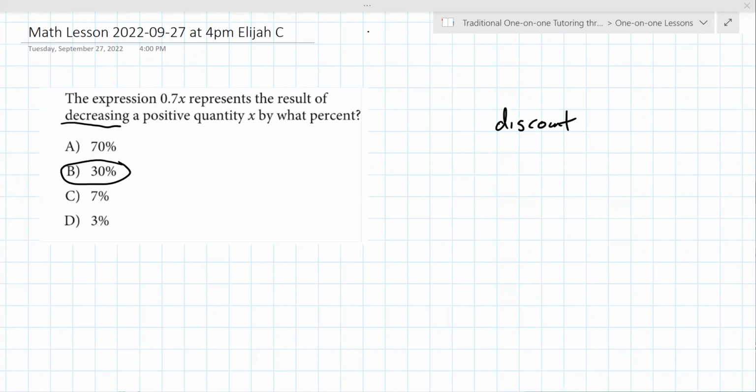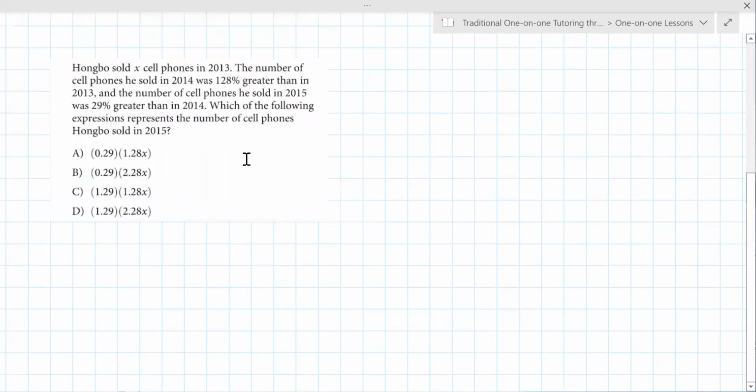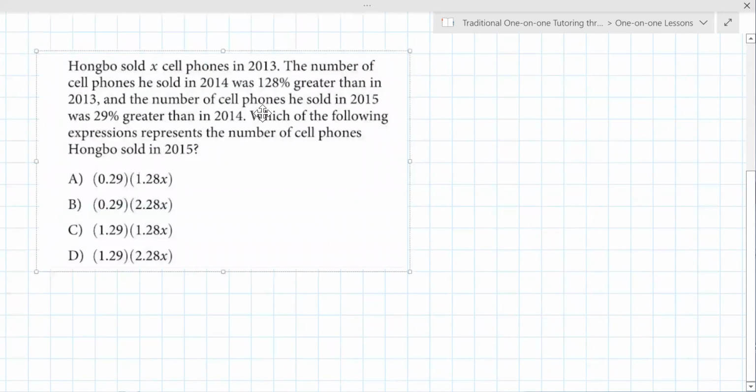All right, so we're gonna look at a more complicated problem now. One of those awful story problems. H sold X cell phones in 2013. The number of cell phones he sold in 2014 was 128% greater than in 2013. And the number of cell phones he sold in 2015 was 29% greater than in 2014. Which of the following represents the number of cell phones H sold in 2015?